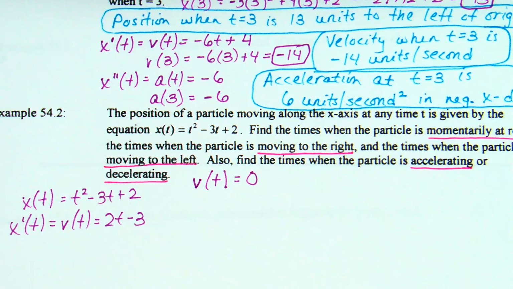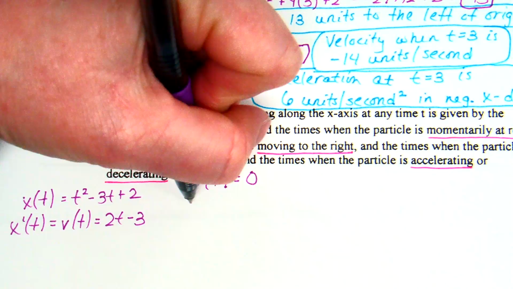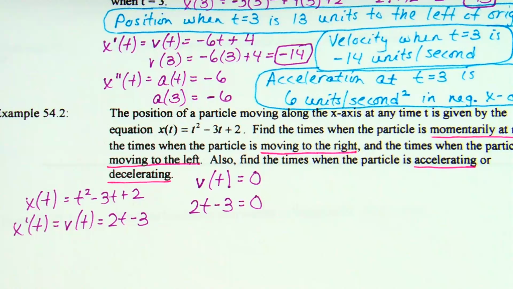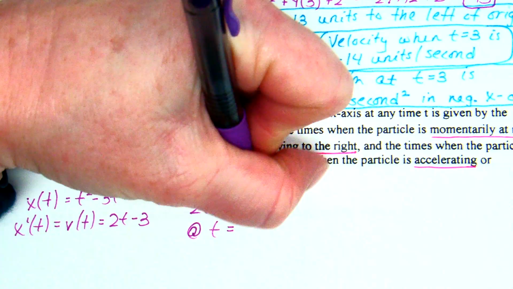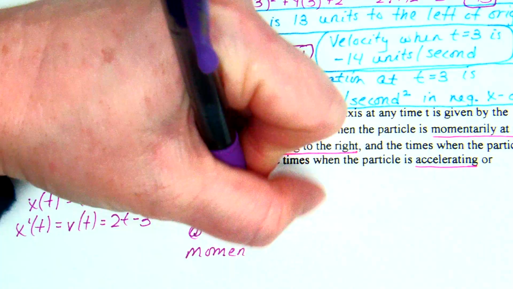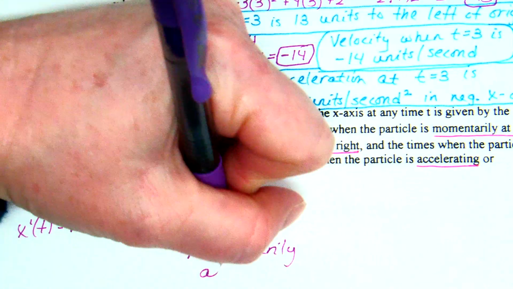So anytime you're asked momentarily at rest, you're saying your velocity equals 0. My velocity equation is 2t minus 3. So when does 2t minus 3 equal 0? t equals 3 halves. Add 3, divide by 2. And so I'm going to say at t equals 3/2, that is my momentarily at rest answer.